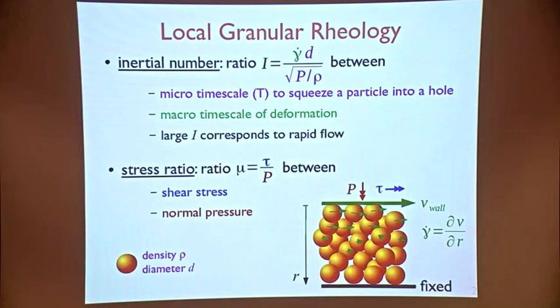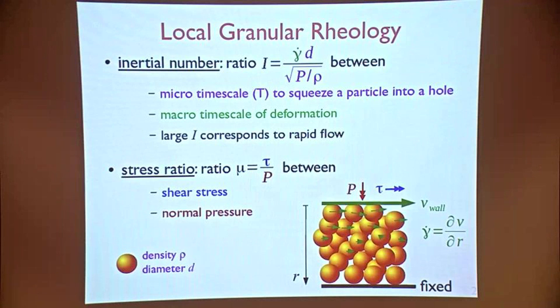So this is the shear rate, gamma dot, the particle diameter d, the confining pressure on the particles, and the density of the particles themselves. You can think of this as a ratio of two timescales. The microscopic timescale is how long it takes to squeeze a particle into a hole of its own size, and the inverse of the shear rate is a macroscopic timescale of deformation. The larger I is, the more rapid the flow is.